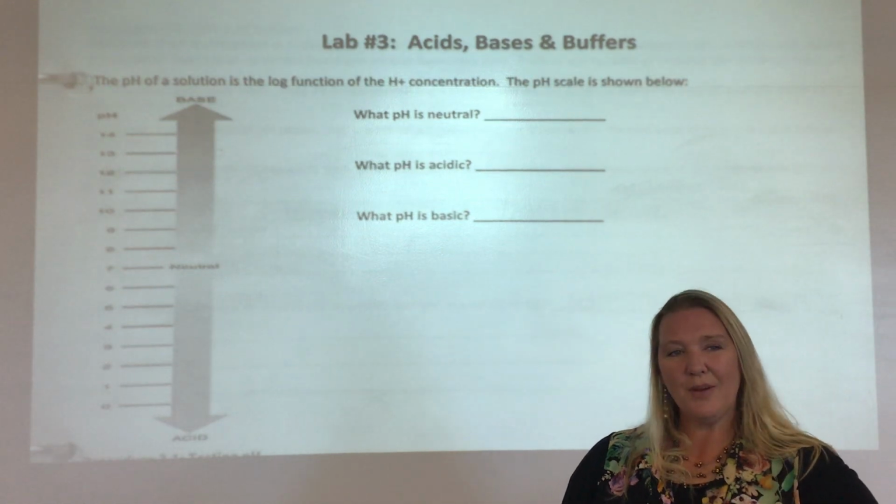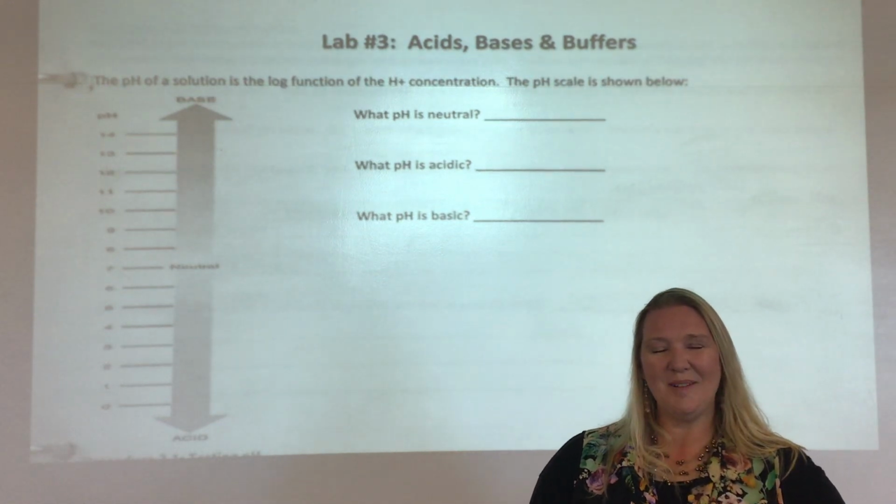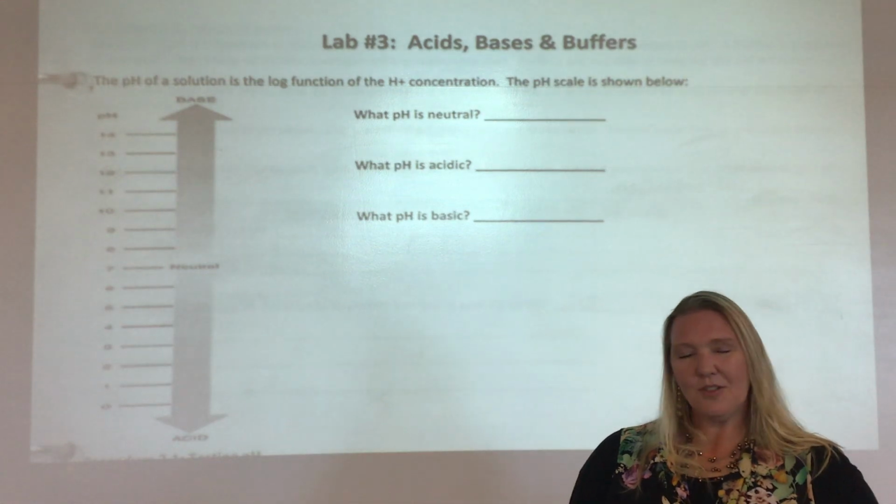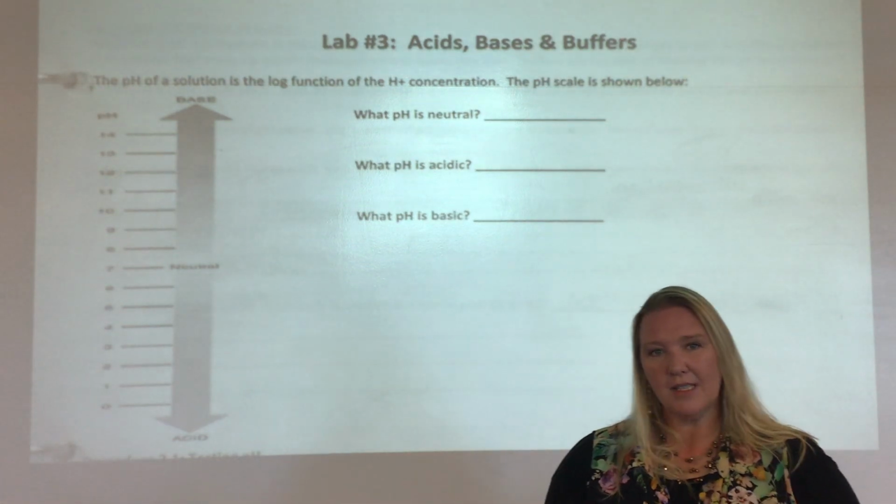All right, this is lab number 3, acids, bases, and buffers. Make sure you have the lab 3 document in front of you as we go through this.